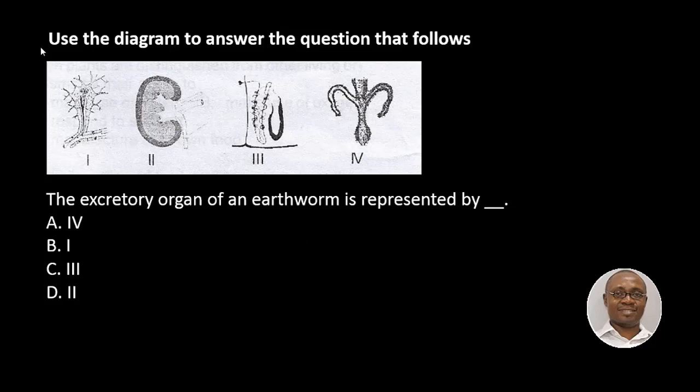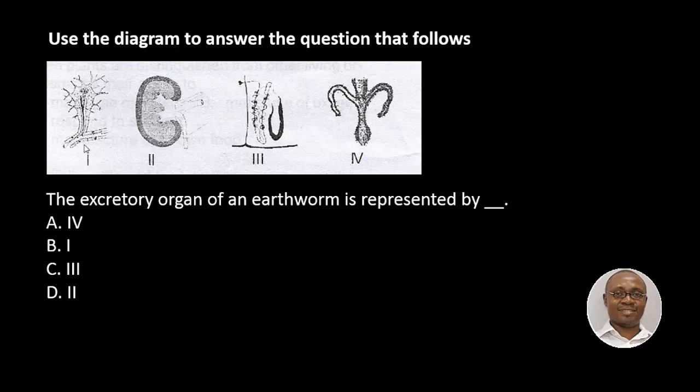This is JAMB Biology 2017, and the question goes thus. Use the diagram to answer the question that follows. This is the diagram we're going to use. The question is, the excretory organ of an earthworm is represented by the first figure.